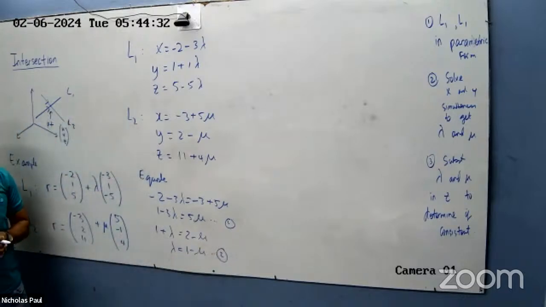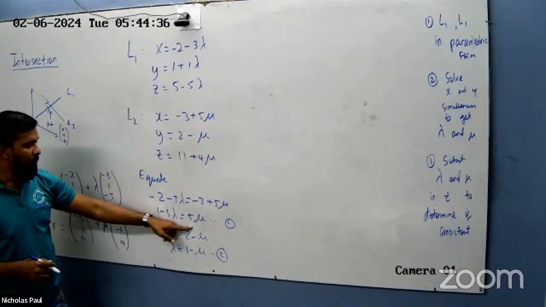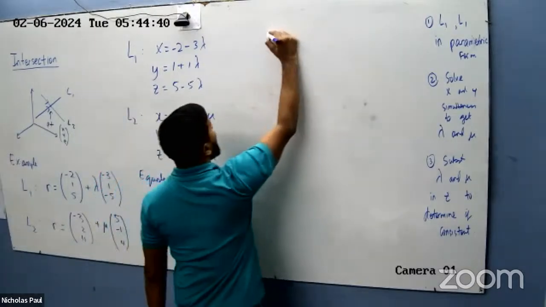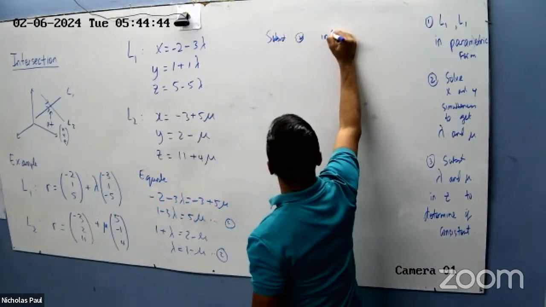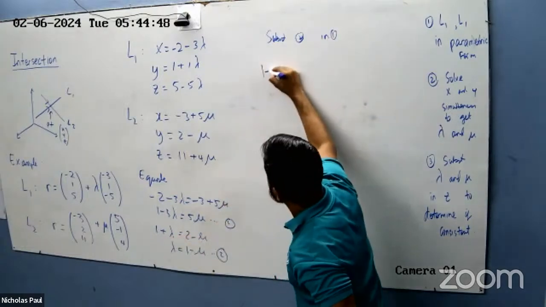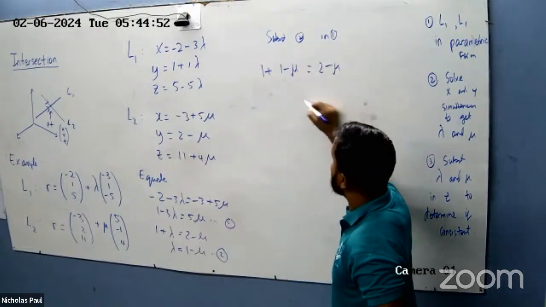That's okay? So I equate the X, I equate the Y, I solve for equation 1, equation 2. I'm going to substitute equation 2 into equation 1. So I'll end up putting lambda here.